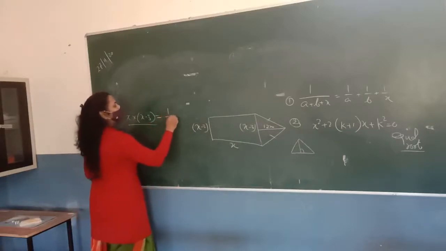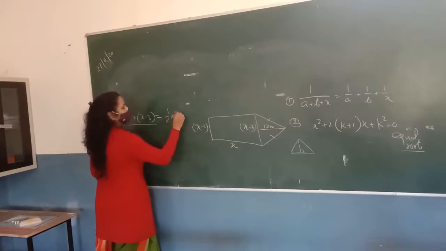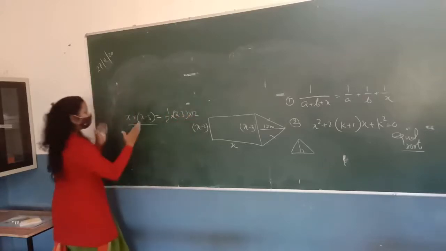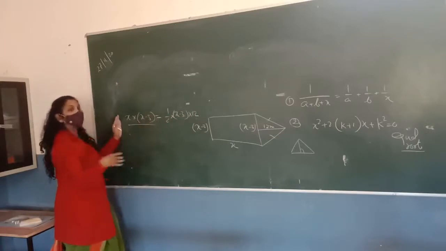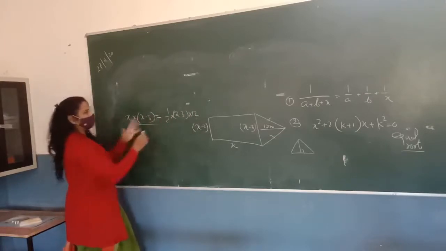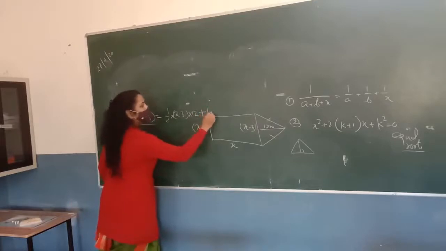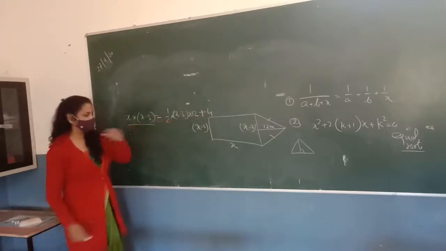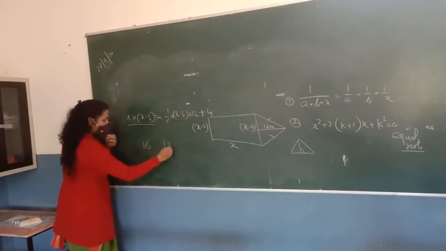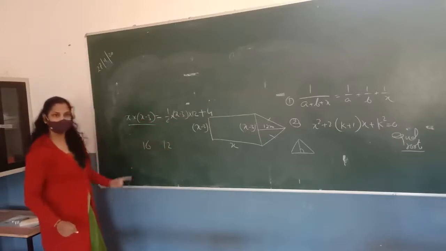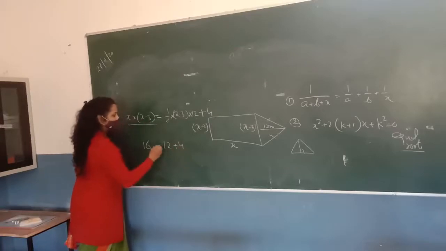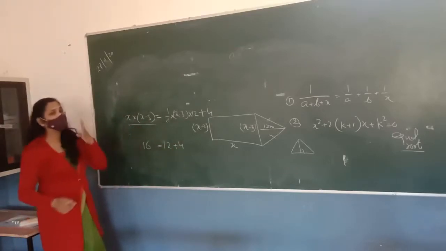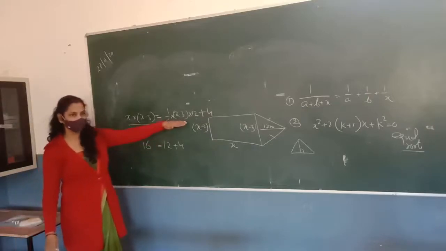Half into base is x minus 3 and height is 12. And it is given that the area of this rectangle is 4 more than that of the triangle. If we increase this value by 4, it will become equal. Right? It is 4 more than its area. If I say this is 16 and this is 12, and you want to make both equal, what should you do? Add 4 to this side, increase this by 4. So this is the area of the rectangle, which is 4 square meter more than the area of this triangle.